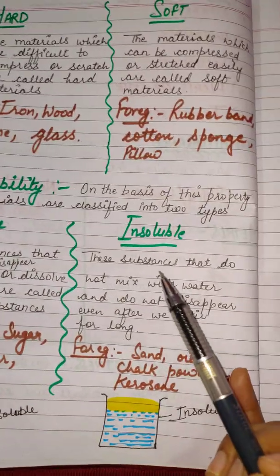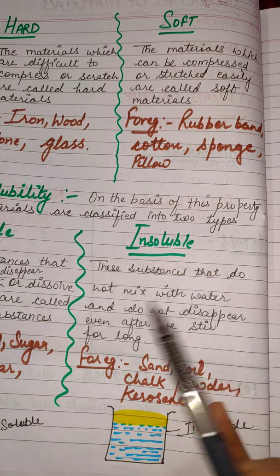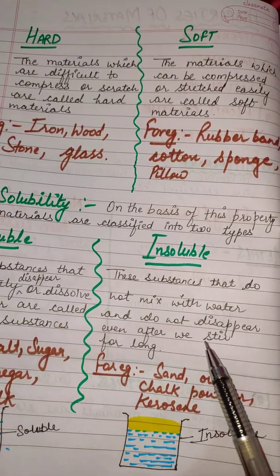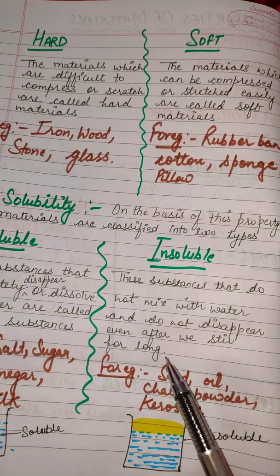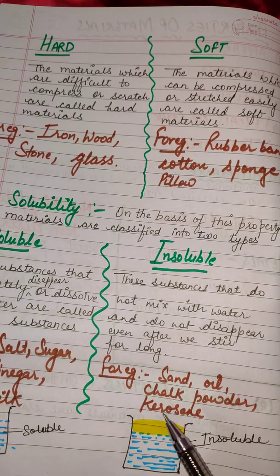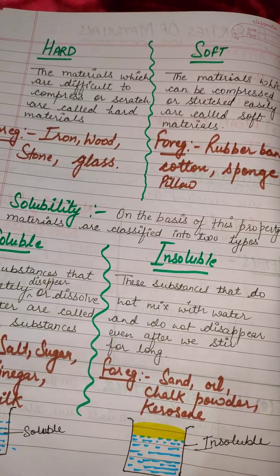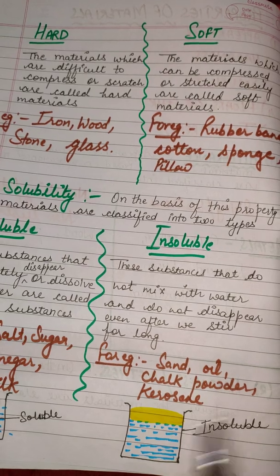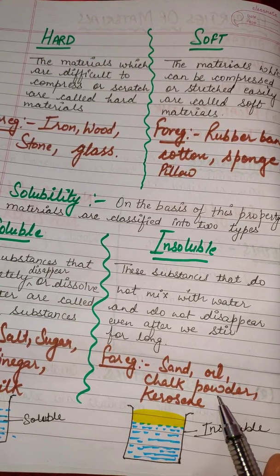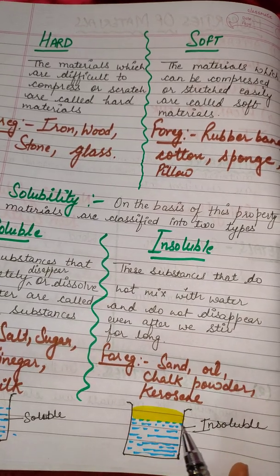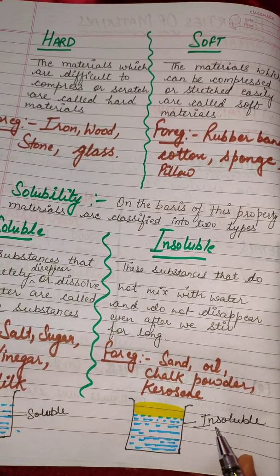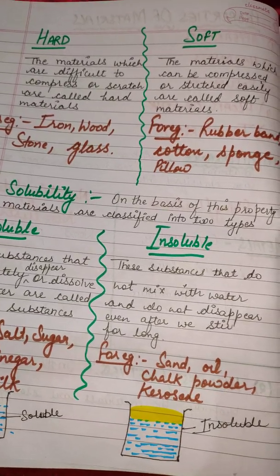Whereas those substances that do not mix with water and do not disappear even after we stir for long are insoluble. For example, sand, oil, chalk powder, kerosene. These materials, when mixed in water, do not disappear and form a layer on the surface of the water. So, these are called insoluble substances.